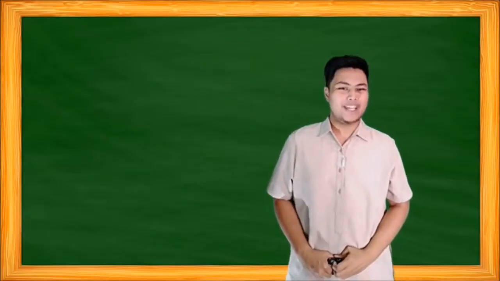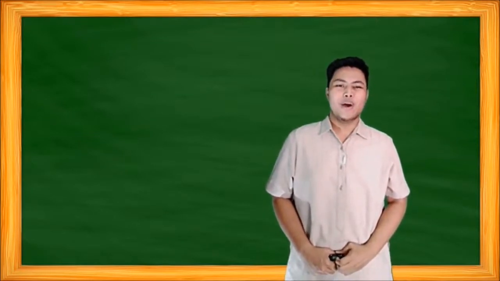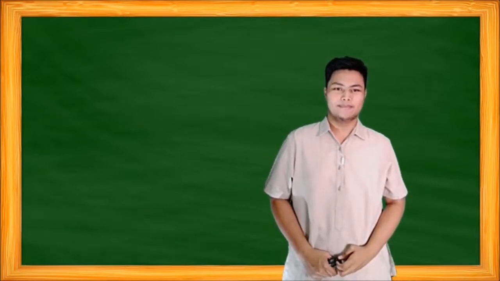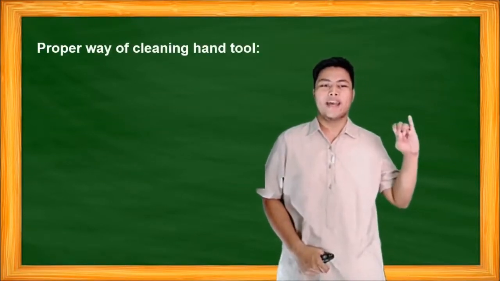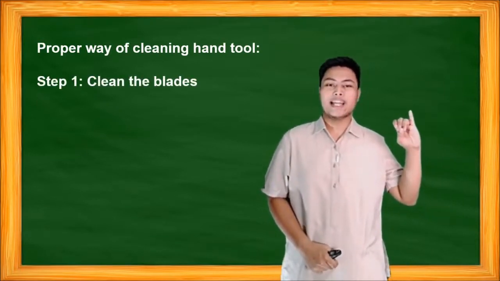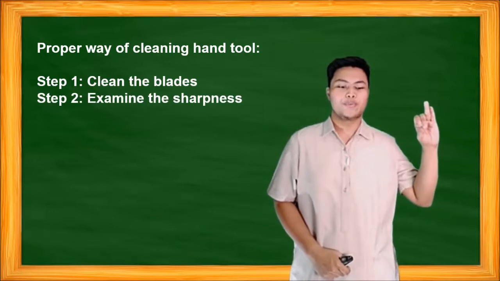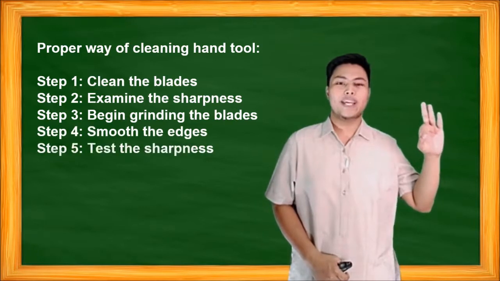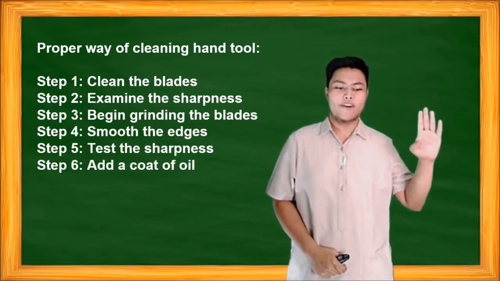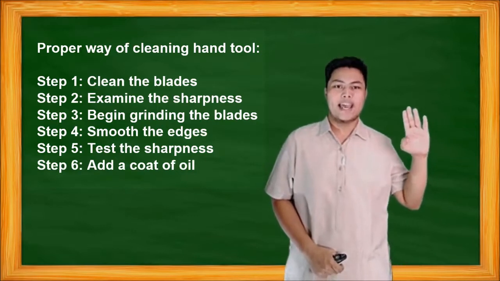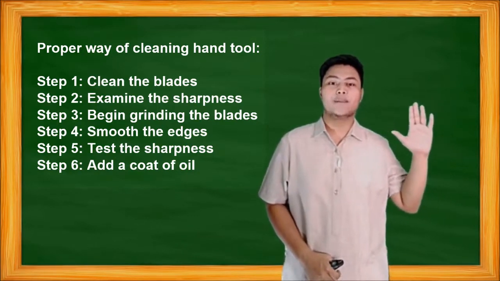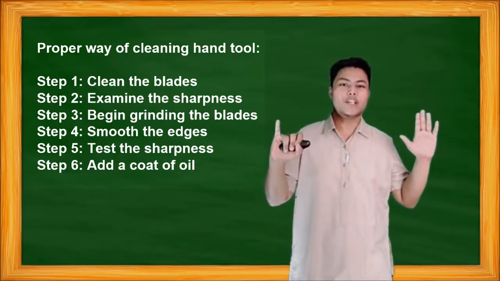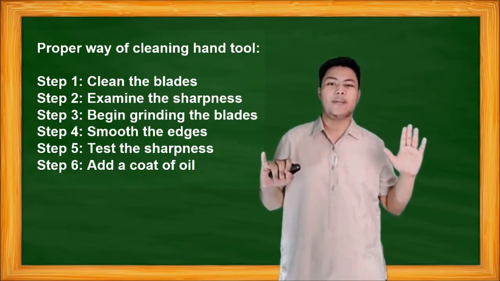So how do you find the video? Based on the video, what do you think are the proper procedures in keeping your tools sharp? Let's start with the first step. Step 1. We need to clean the blades. Step 2. We need to examine the sharpness. Step 3. We need to begin grinding the blades. Step 4. We need to smooth the edges. Step 5, we need to test the sharpness, and step 6, we need to add a coat of oil. So those are the proper ways and procedures in keeping our tools sharp.